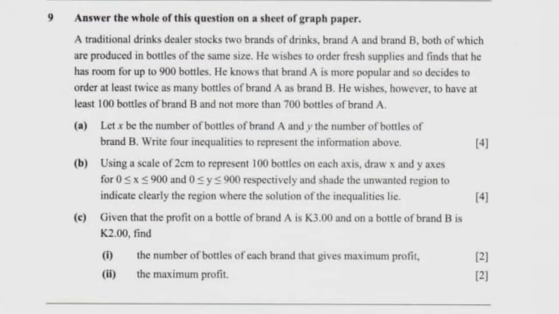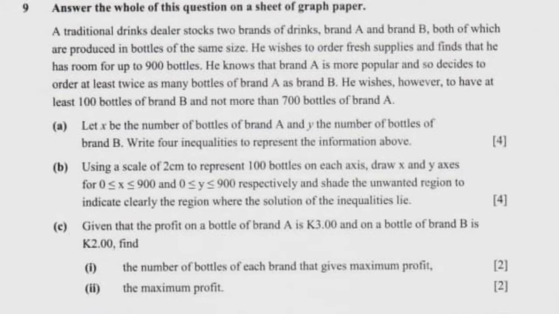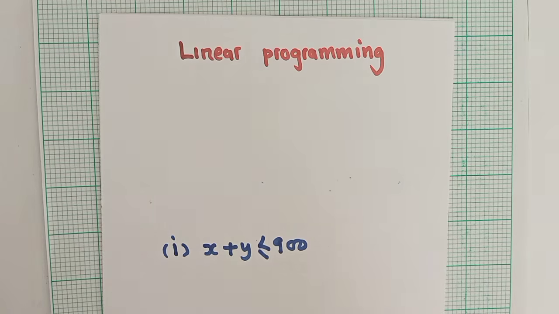All right. So the first inequality here is right here. How did I know that this is the first one? Because there is a statement which says he wishes to order fresh supplies and finds that he has room for up to 900 bottles. So the capacity of the room is 900, meaning brand A and brand B, X and Y, when you put them together, the capacity that the room can hold is 900. So that's how I came up with this inequality.